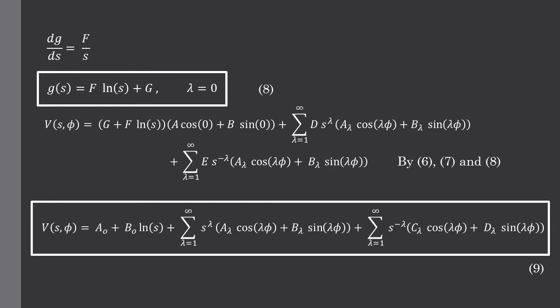So this boxed equation, equation 9, is the general solution for Laplace's equation in cylindrical coordinates, assuming no z-axis dependence. We find it has a constant A naught term, a B naught natural log of S term, an infinite sum of S to the lambda times A sub lambda cos lambda phi plus B sub lambda sine lambda phi, and then we can add S to the minus lambda times C sub lambda cos lambda phi plus D sub lambda sine lambda phi.